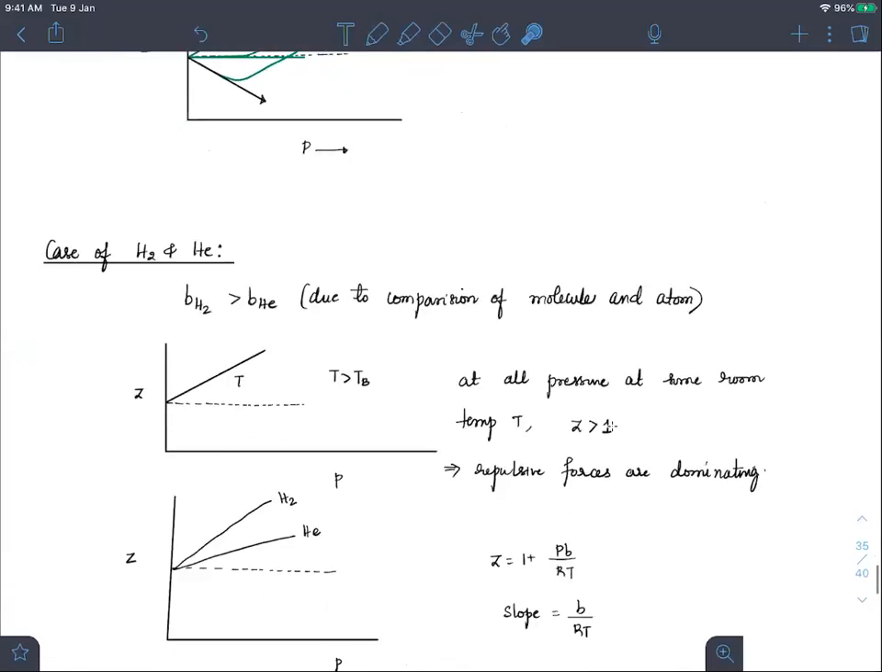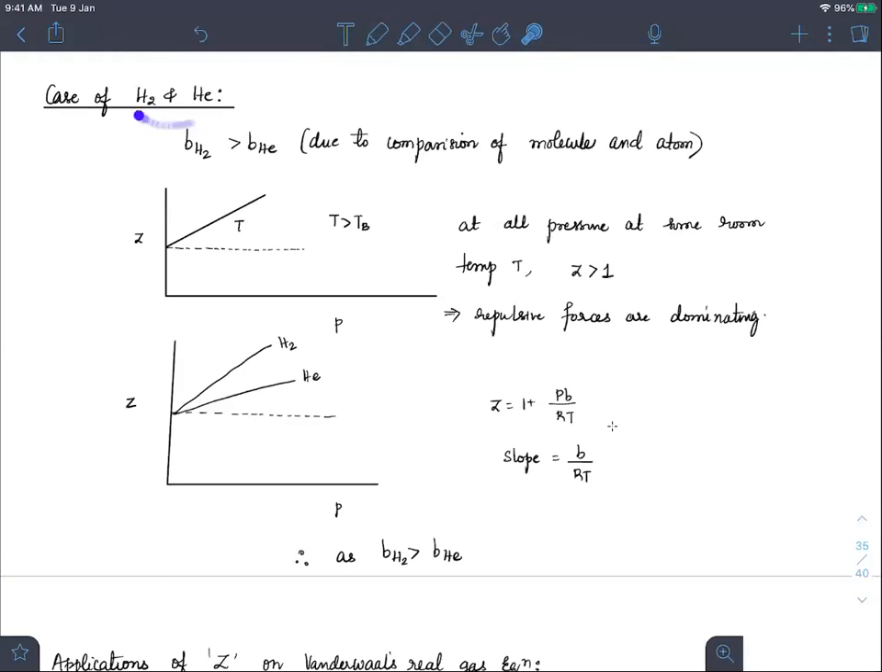Got it. Right. So in case of hydrogen and helium, how to relate that? See, hydrogen and helium, we know that the B value of hydrogen H2 is greater than He because this is a molecule, this is an atom. So the size of the molecule will be bigger. So because B is bigger here and this temperature, if you draw this line, it is definitely greater than Boyle's temperature. Okay. So you know that at room temperature, Z is greater than 1 for both hydrogen and helium, as the repulsive forces will be more dominant. So this is how the graph would be.